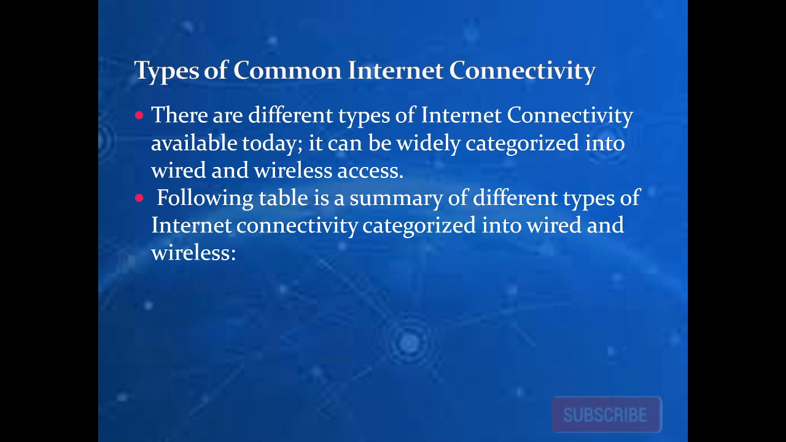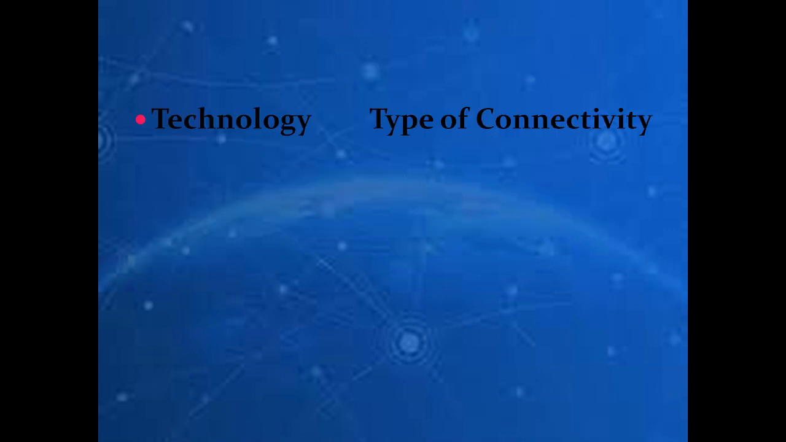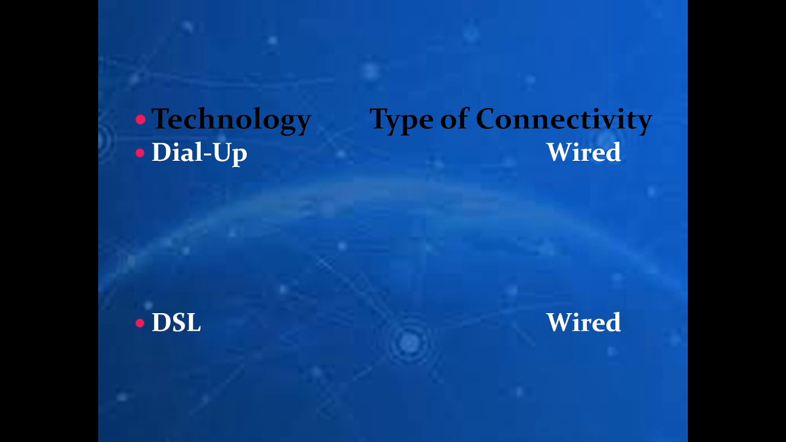So let us have one table where we will have the different technologies and the type of its connectivity. Let us have the first one, dial-up technology. When we are talking about dial-up technology, it is a wired type of connectivity. What does it mean? It means wire will be needed for dial-up access. Then come to the next one. Next one is DSL. Again it is wired technology.